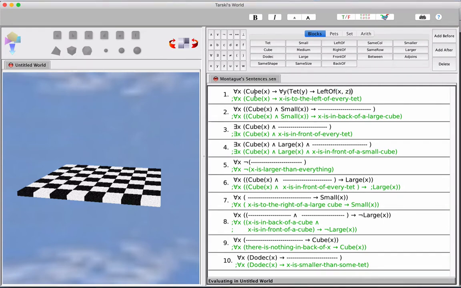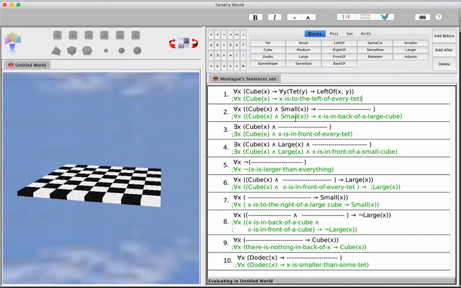So notice what we've got. For every x, if x is a cube, then for every tet, x is to the left of it. Oops, sorry, I had a z instead of a y. Right, so for everything, if that thing is a cube, then for everything, if that thing is a tet, the x's are to the left of them, or the cubes are to the left of the tets. Now, more economically, we'd say every cube is to the left of every tet.